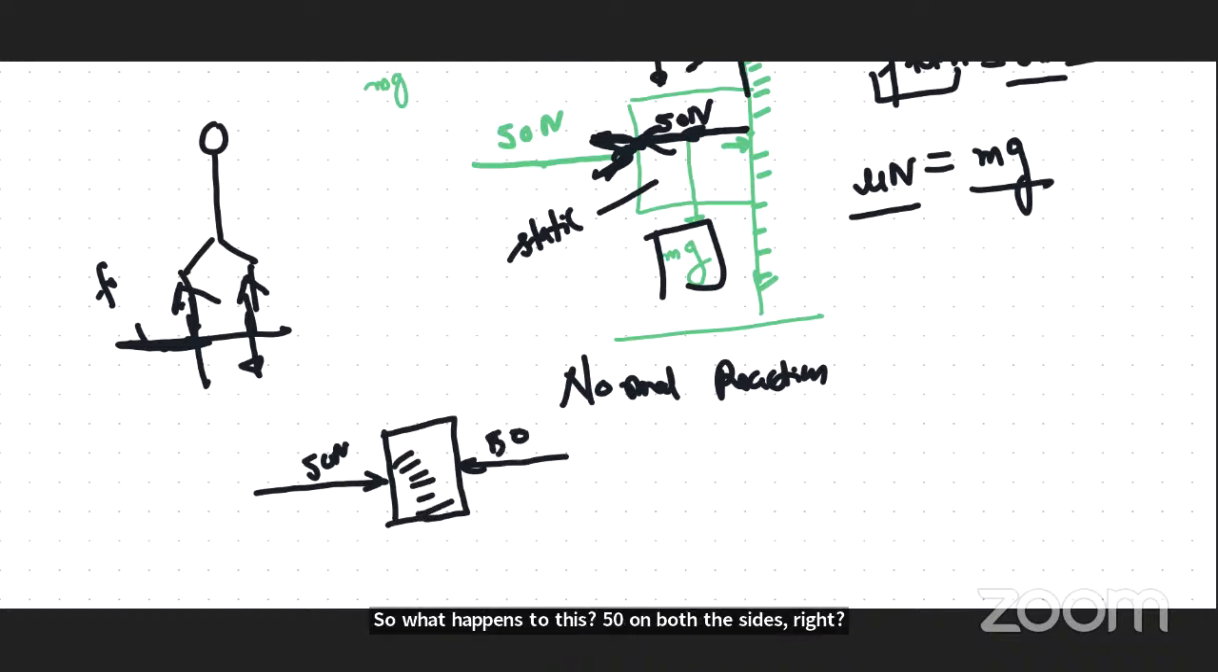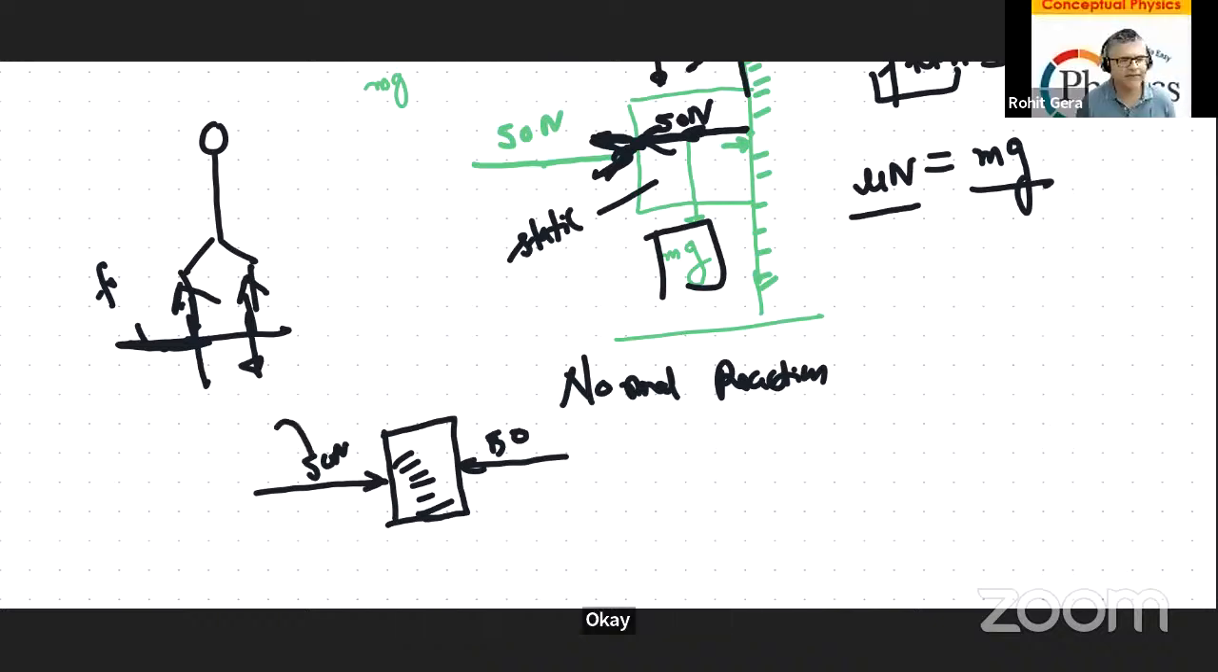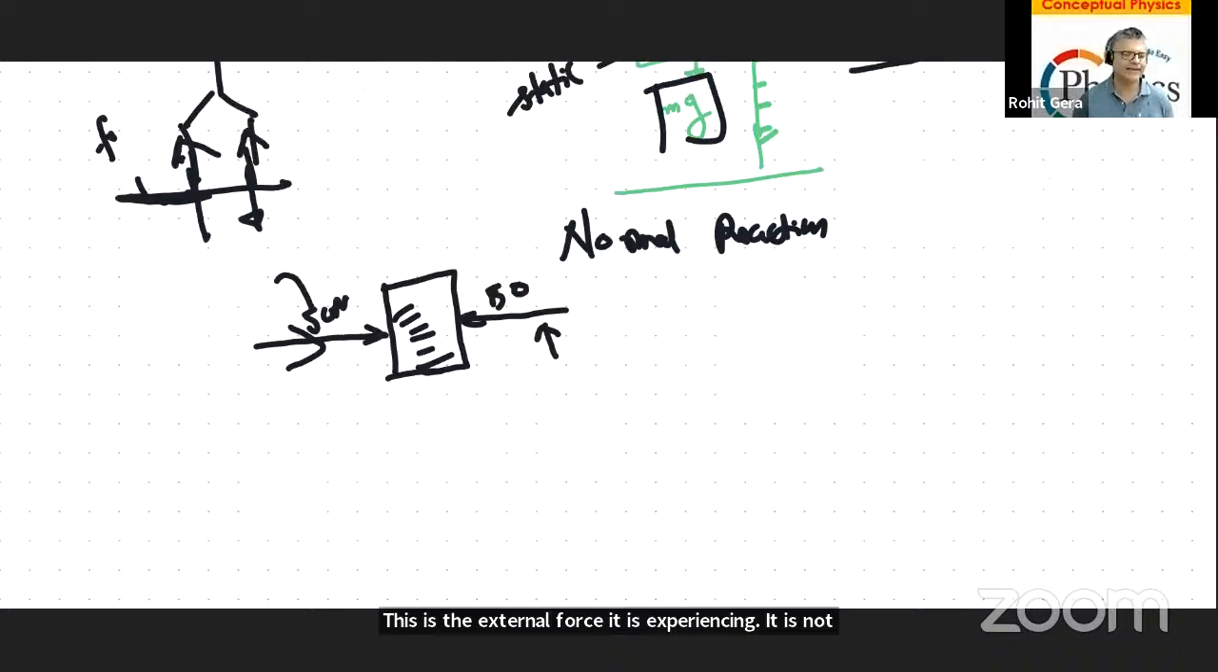It cannot move horizontally, right? Yes, sir. This is a reaction coming from the wall. This is the external force it is experiencing. It is not the source of force. It is experiencing. Now, this wants to go down, but a friction will come.